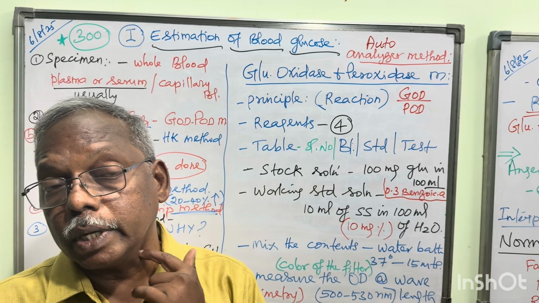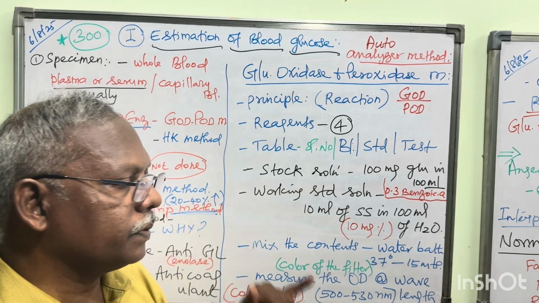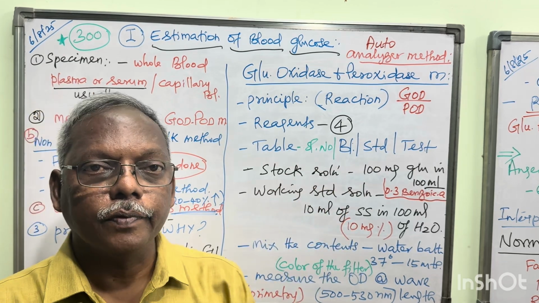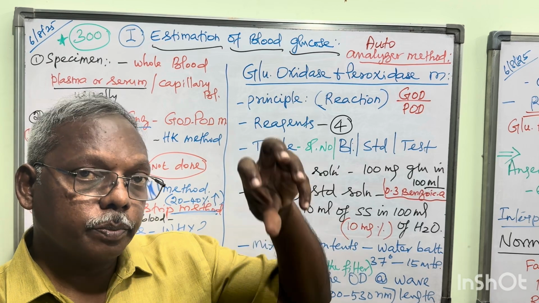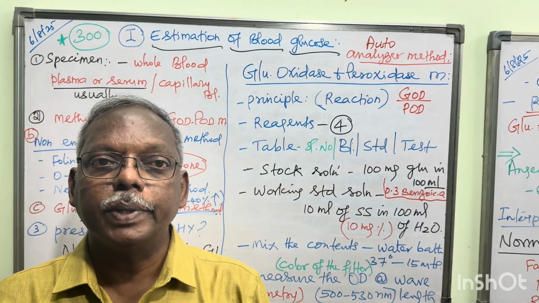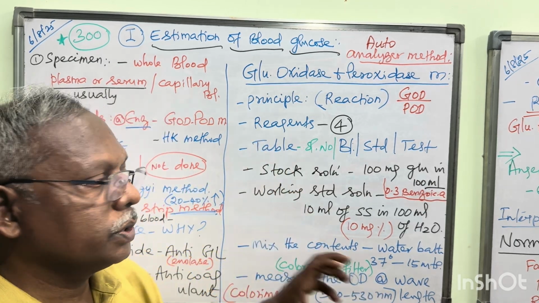Next, you should know two important terms for your estimation. What is the meaning of stock solution? What is the meaning of working standard solution? They already prepare one main solution, that is 100 milligram of glucose in 100 ml of benzoic acid. That is called the stock solution.